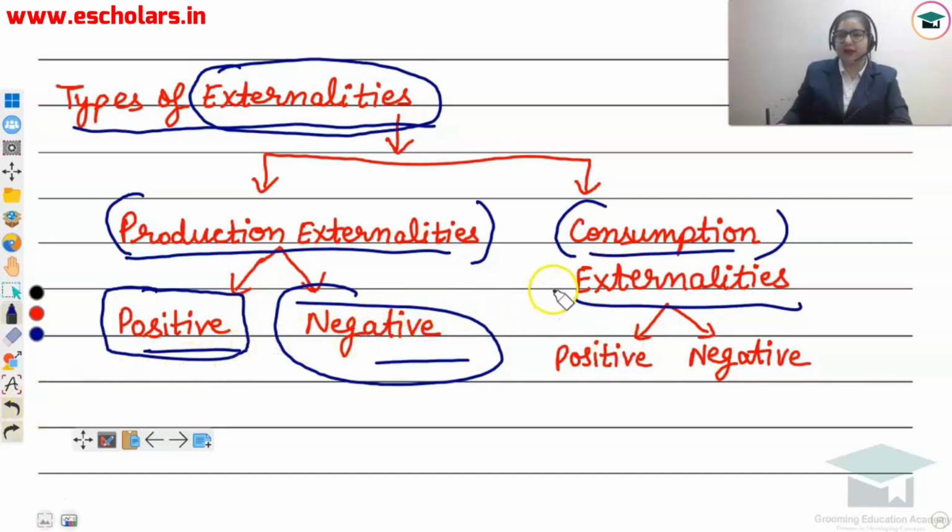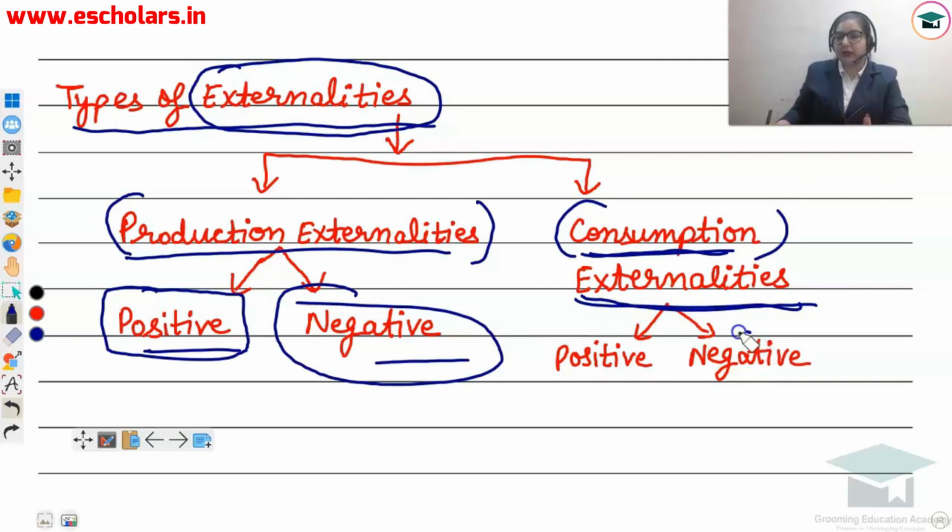Now students, let's talk about the example of consumption externalities. See students, there can be positive consumption externalities. For example, if people get immunized against a contagious disease, then it would create a social benefit which will prevent others from getting infected from that contagious disease, right?